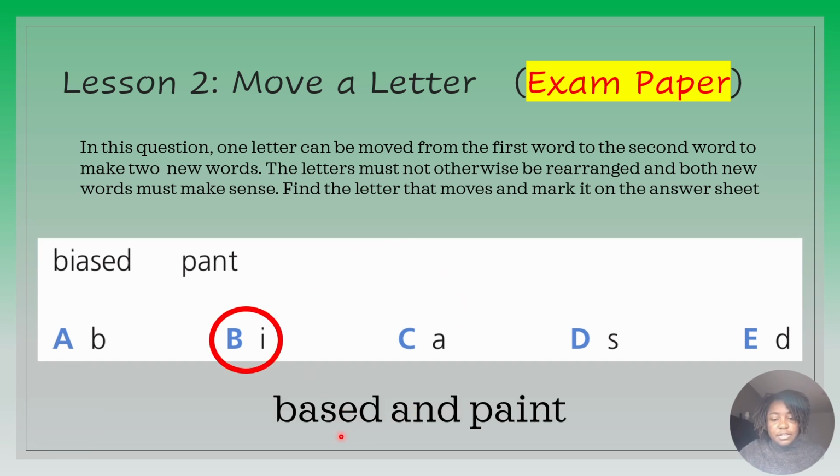Right. So if you had removed I, again, one of those vowel clusters there, removing one vowel there would have given you the answer I, and then plug it in pant, and you would have gotten paint. So the new words would be based and paint.